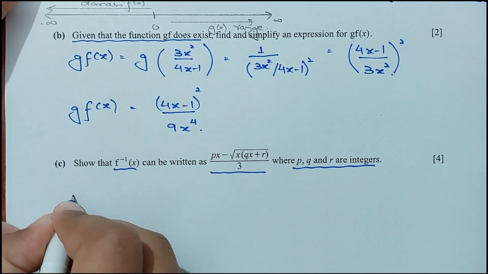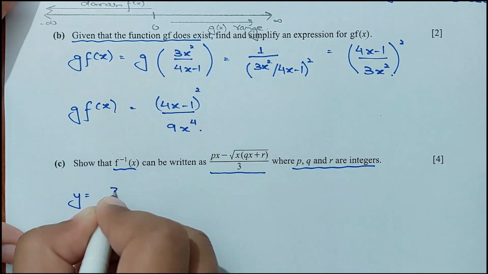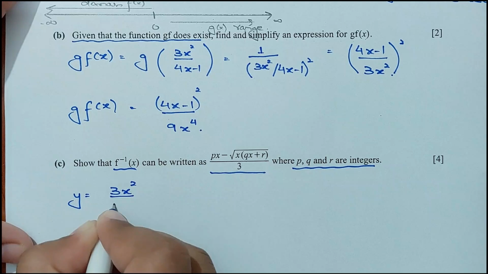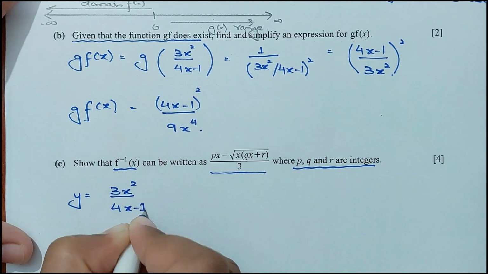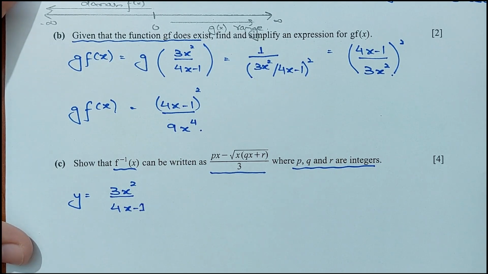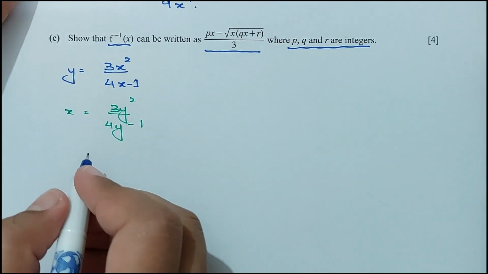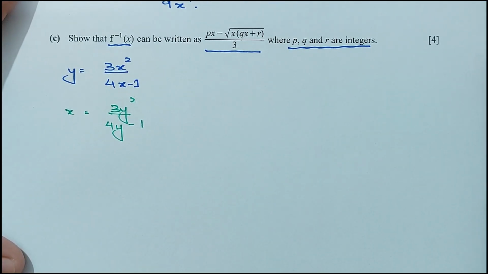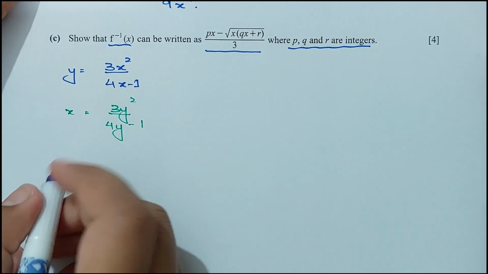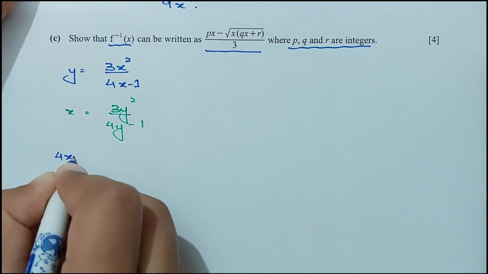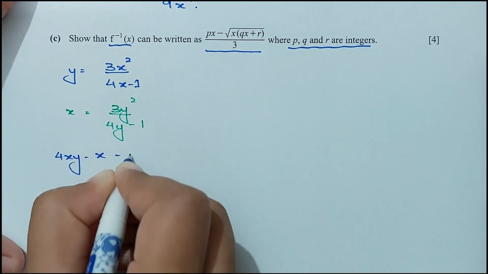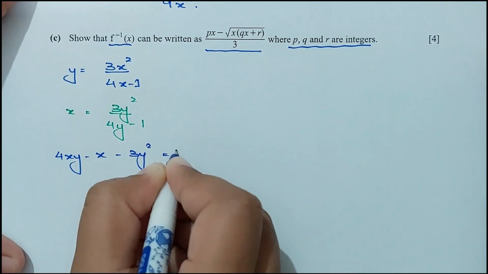For f inverse of x, we have to put y equals f of x, which is 3x squared over 4x minus 1. In the next step, switching the variables, x is going to be 3y squared over 4y minus 1. The x's are replaced with y's, and the y's are replaced with x's. Now the next step, we have to solve for y. So we have 4xy minus x minus 3y squared equals 0.